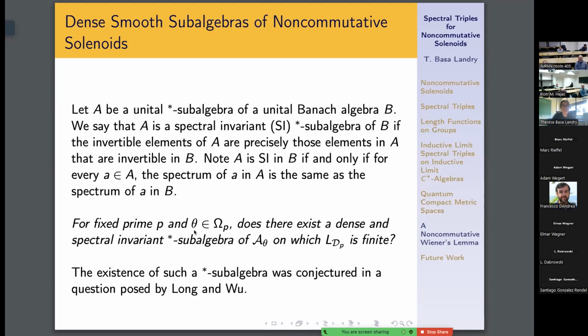For a fixed prime P and a fixed sequence in omega P, does there exist a dense spectral invariant star subalgebra of this non-commutative solenoid, where this should have an S there, on which this semi-norm is finite? That's another typo. That should be an S for theta solenoid. That was an additional question posed at the end of one of their papers, considering the domains of these semi-norms, whether you could find a spectral invariant star subalgebra.